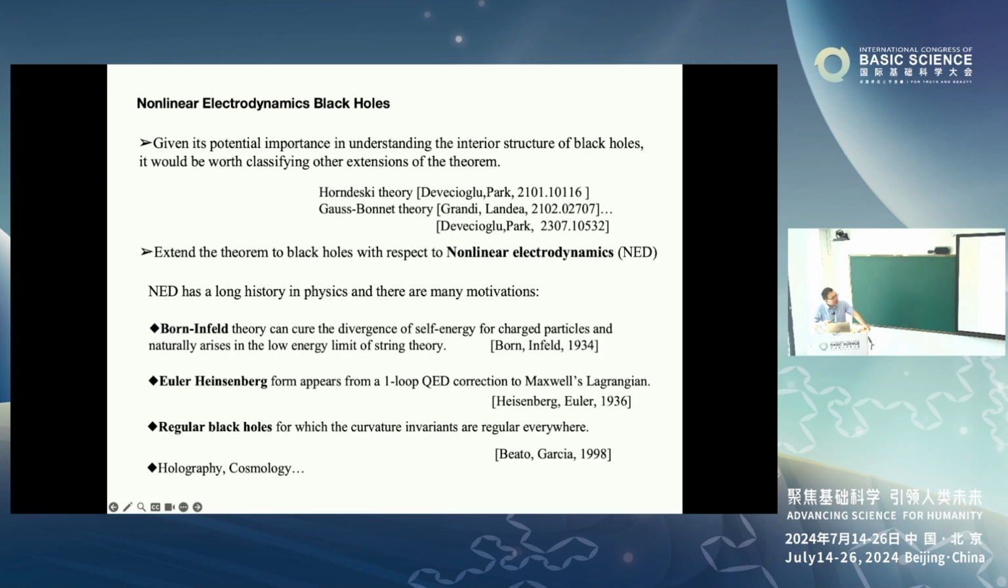Actually, nonlinear electrodynamics has a long history in physics and has many motivations. As we know, in string theory, Born-Infeld field theory is a low-energy limit of string theory, and it was proposed by Born and Infeld in 1934. And even considering the loop correction for QED, you can also find some kind of nonlinear electrodynamics. It can also be used to construct regular black holes, or even in cosmology and holographic duality.